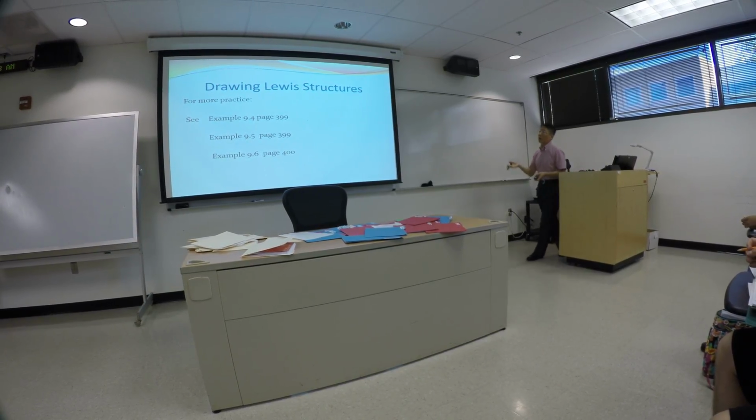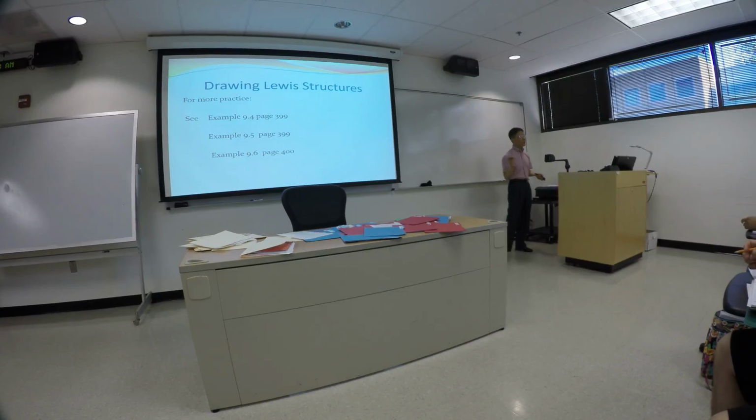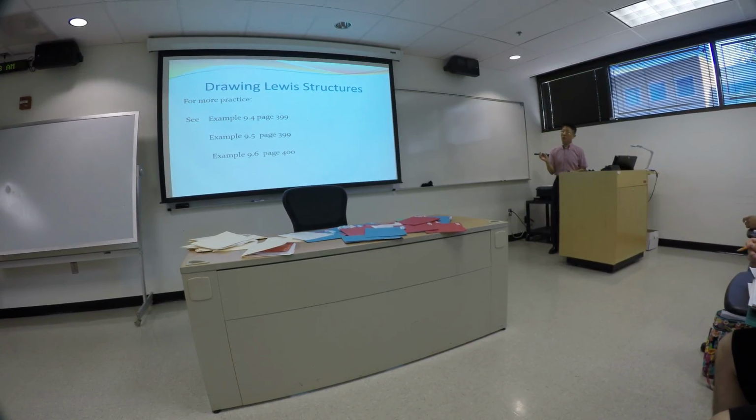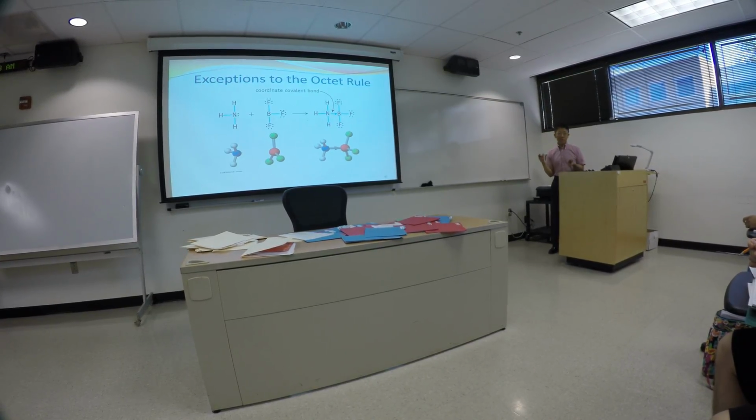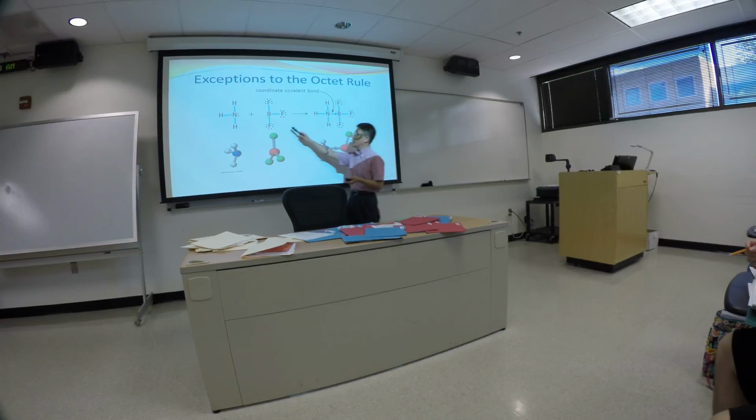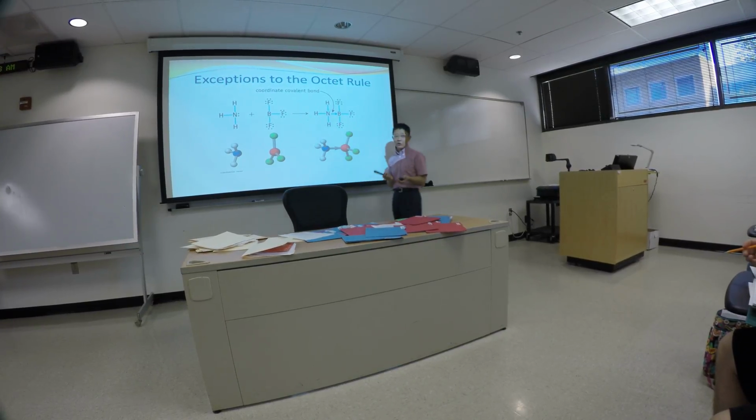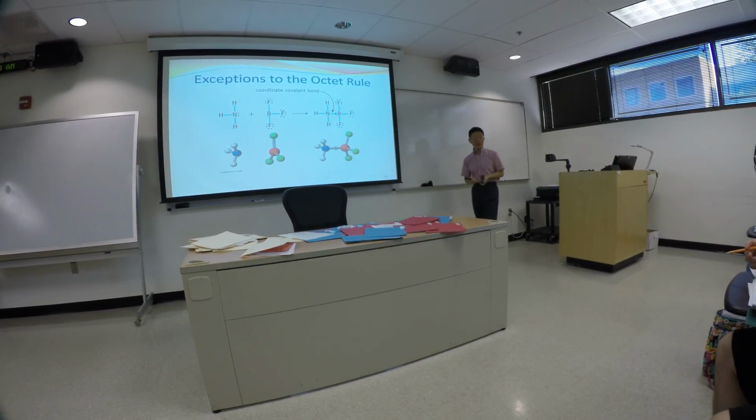Now, so far, when we draw Lewis structures, we've been talking about things that follow the octet rule. And again, for any rule that we have here, there's always an exception. The first exception is that there are certain atoms in the periodic table that can take fewer than 8 electrons. One example would be boron trifluoride. Boron trifluoride is a compound that exists in nature. We can synthesize boron trifluoride.